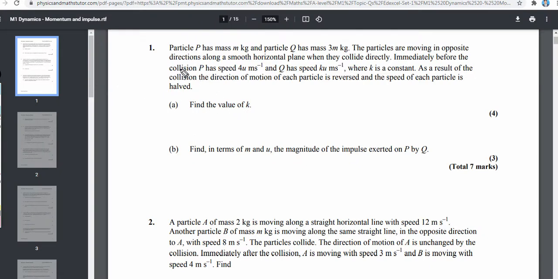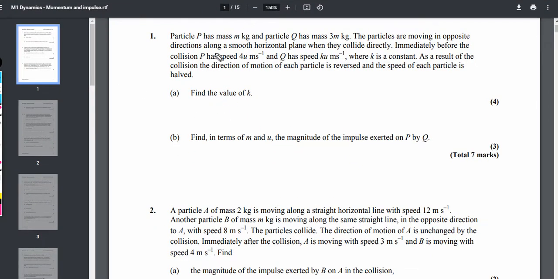Alright, so here we have a question. In this question it says particle P has mass m kg and particle Q has mass 3m kg. The particles are moving in the opposite direction along a smooth horizontal plane where they collide directly. Immediately before the collision, P has speed of 4u and Q has the speed of ku, where k is a constant. As a result of the collision, the direction of the motion of each particle is reversed and the speed of each particle is halved.